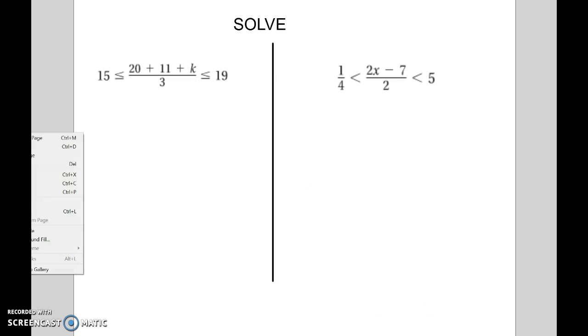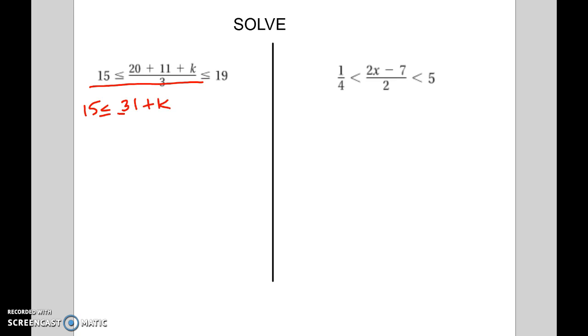Okay, here are two ands, and these have fractions. They're a little bit different, but you're going to solve it the same way. You're going to split it up. So you're going to do the first part first. So 15 is less than or equal to 20 plus 11, which is 31, plus k over 3. And then we do this part. So 31 plus k over 3 is less than or equal to 19. So we have our two equations, and then we solve each one.